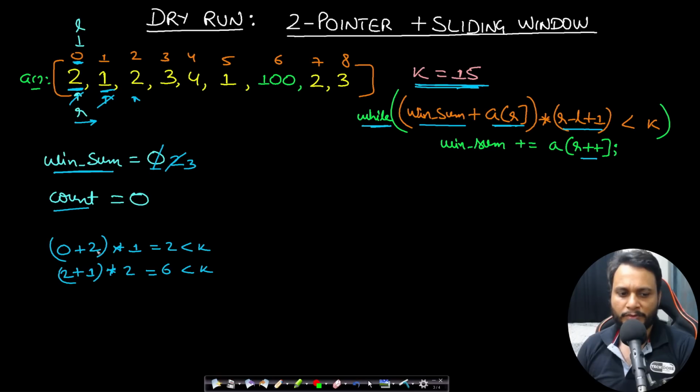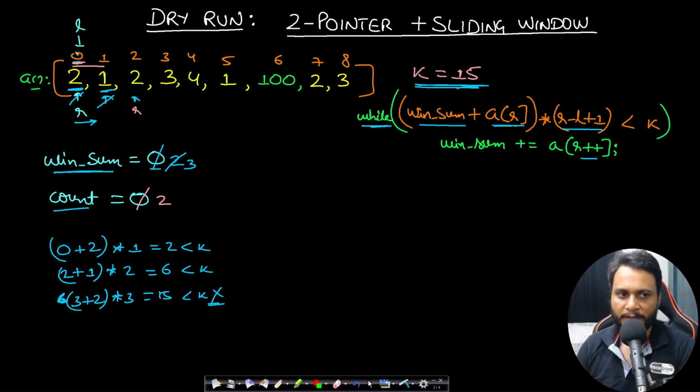Can I include this 2? The current window sum is 3. And if you add 2, it will become 5 times 3 becomes 15, which is not less than k. It is not true. And that is why I cannot include this 2. So how much of the count will be added? It will be equal to R minus L. Simply R minus L. So there are 2 valid subarrays starting at 0, which is 0, 0 and 0, 1. So simply add 2, R minus L, to the count and this becomes 2.